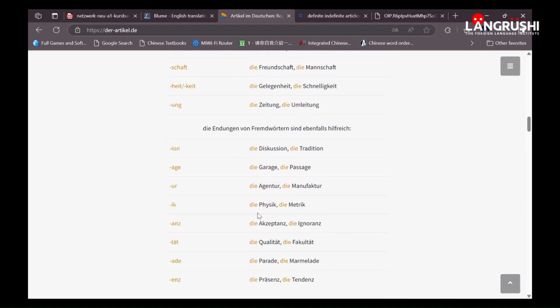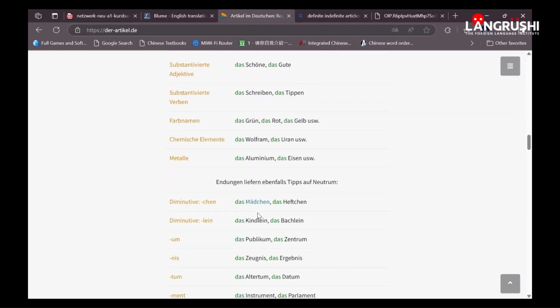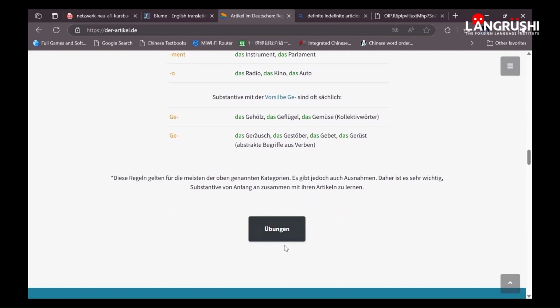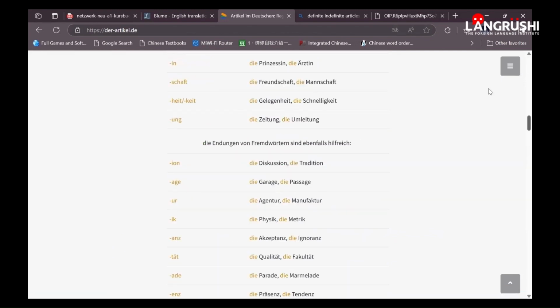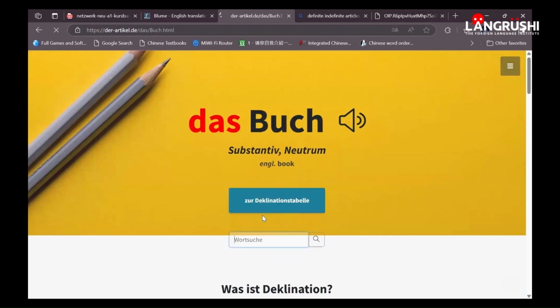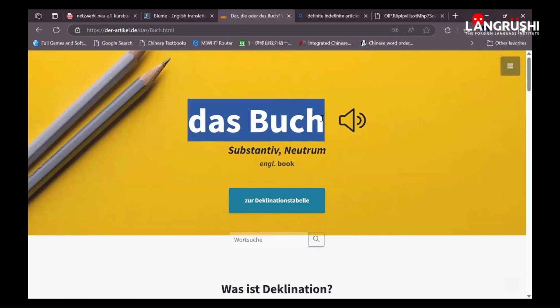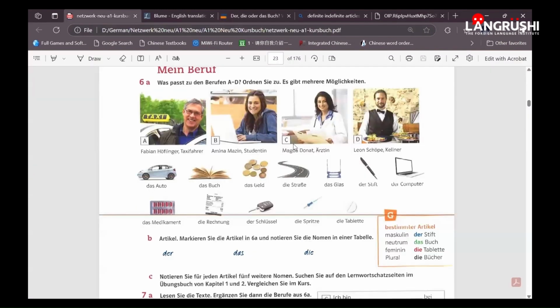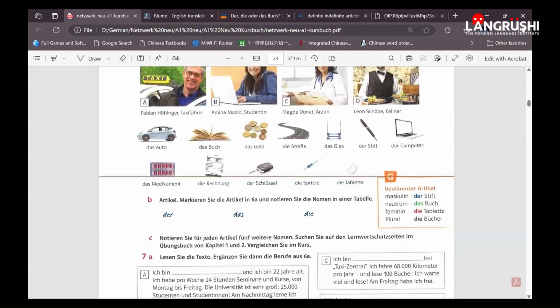Okay, so I will share this list with you. But as a beginner, you should always go and check for the gender. Every time, let's say you are looking for the word book, you go here and you check, okay, it is das Buch. So it is neuter. Okay, so we will start with that exercise right now. Should we go to Yvonne's book first?